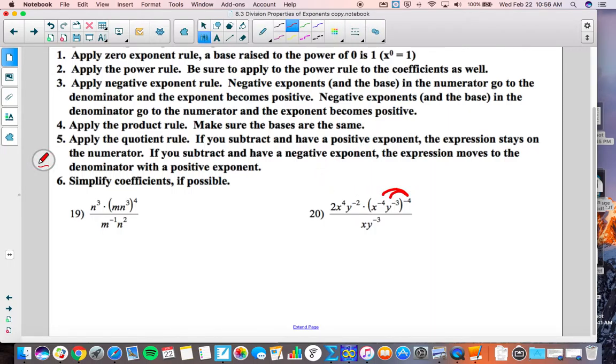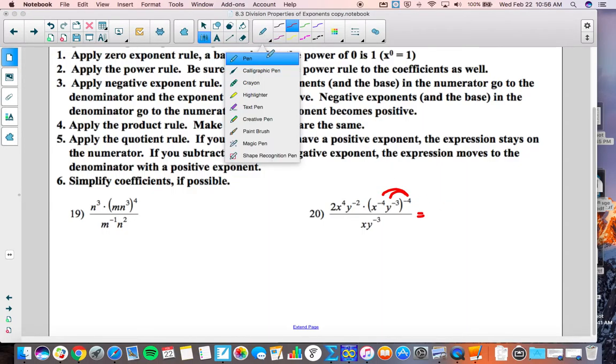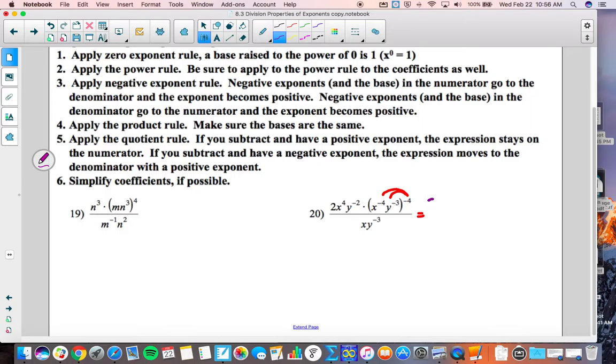Sprinkle, sprinkle. I don't see any 0 exponents. Skip that. Now I'm using the power rule. So I'm sprinkling this power of -4 to everything inside of the parentheses. I'll copy down everything else that we have here. So we've got 2x to the 4th, y to the -2, times x to the 16, y to the 12. Check. Remember, negative times the negative is a positive. On the bottom, we've got x times y to the -3.